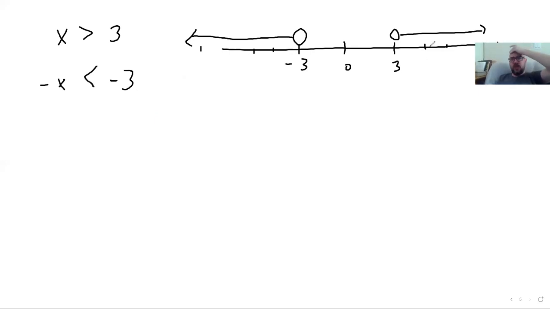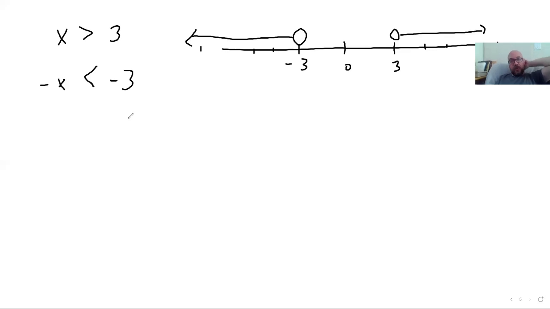Right, so something that's over here, when you make it negative, goes way over there, goes past this -3. So I don't want to say greater than here because that points to the right, and those are not the numbers I want. The numbers I want are to the left of -3.